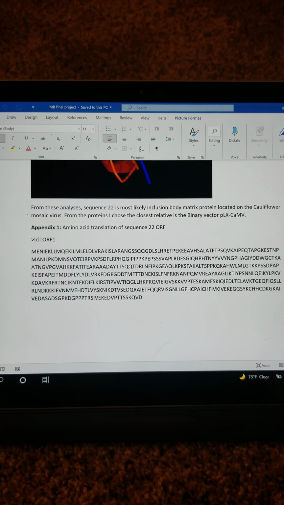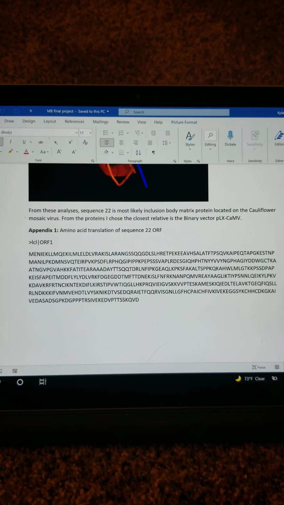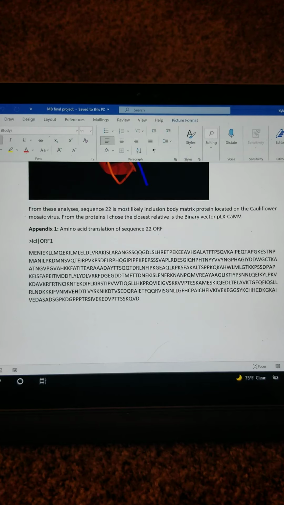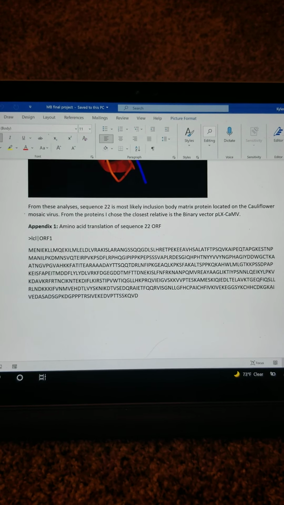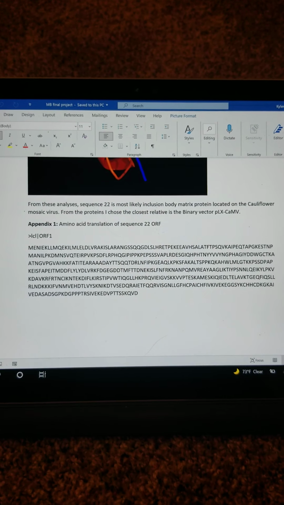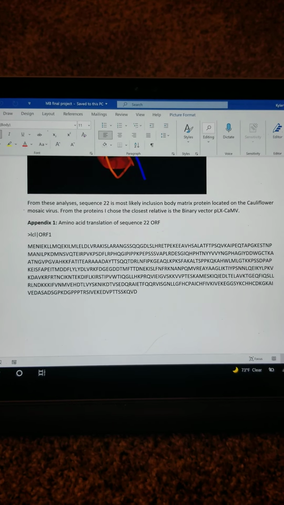My conclusion is that sequence 22 is most likely from the inclusion body matrix protein located on the cauliflower mosaic virus, and the closest relative was the binary vector.